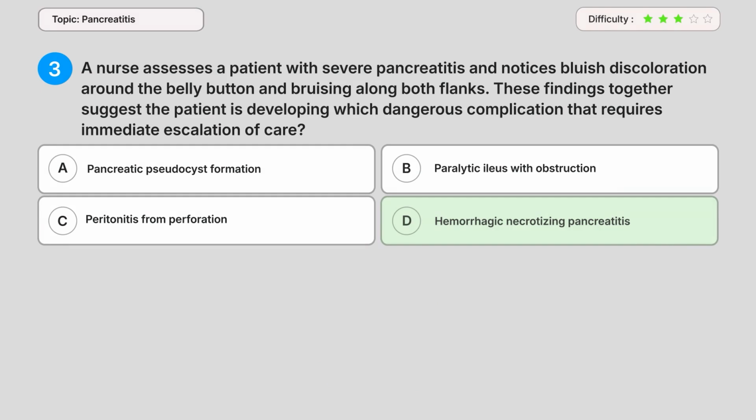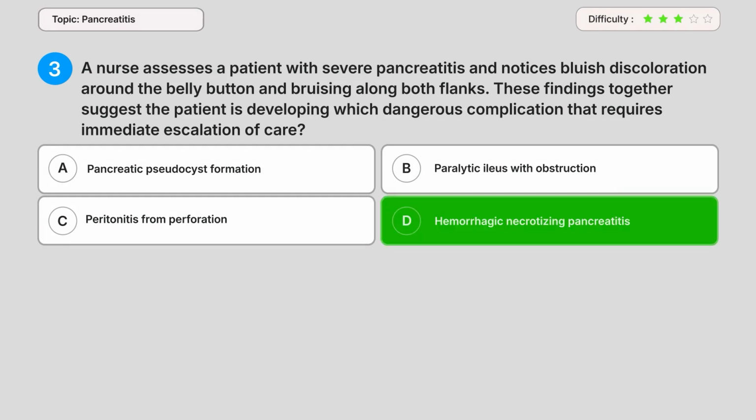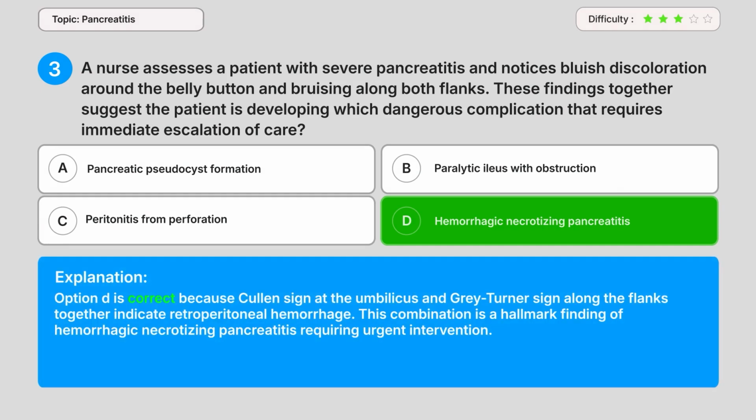Correct answer, D. Hemorrhagic necrotizing pancreatitis. Explanation. Option D is correct because Cullen sign at the umbilicus and Gray Turner sign along the flanks together indicate retroperitoneal hemorrhage. This combination is a hallmark finding of hemorrhagic necrotizing pancreatitis requiring urgent intervention.